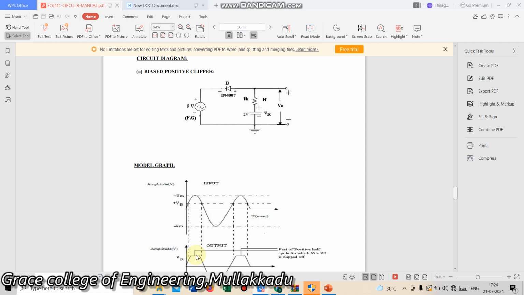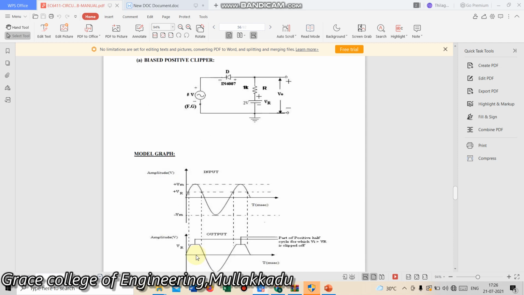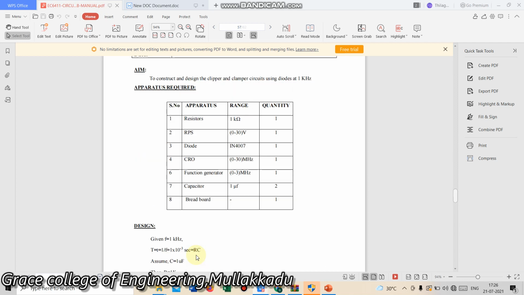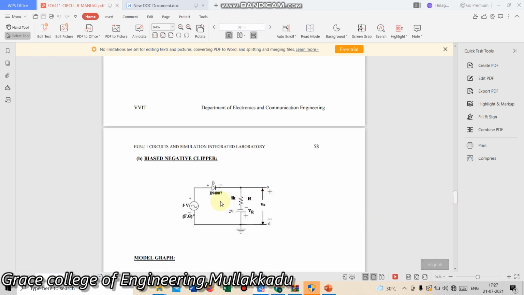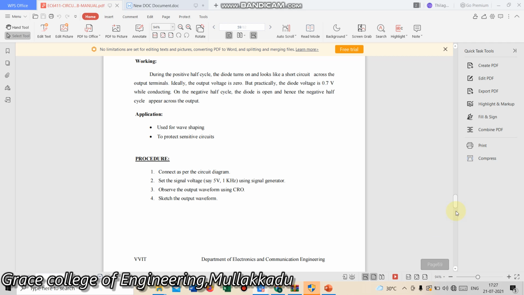The formula is: V input greater than the reference voltage will produce clipping. Similarly, we can take the negative clipping also. We have to just connect the diode in the inverse mode and the battery is also in inverse. Here is the anode, here is the cathode, and this is the minus terminal and positive terminal. Now we will get the clipping output at the bottom side, that is the negative clipper.